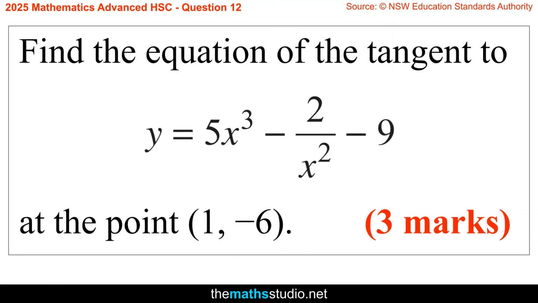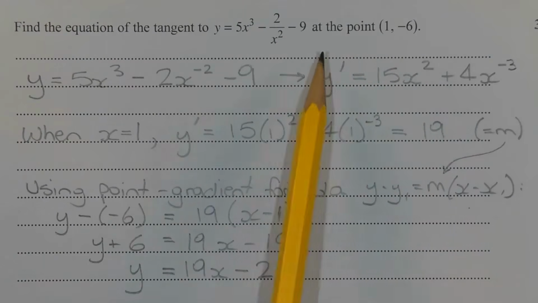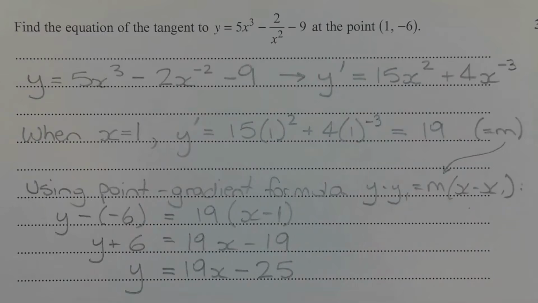Question 12. Find the equation of the tangent to y equals 5x cubed minus 2 over x squared minus 9 at the point 1, negative 6. The tangent to a curve is a straight line, and to find the equation of a straight line, we need the gradient or the slope of the line, and we need a point that the line passes through. Now it's given that the tangent passes through the point 1, negative 6, which is a point on this curve here. Now we need the gradient or the slope of the tangent.